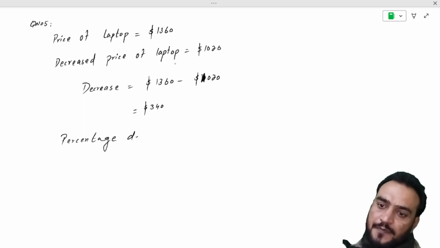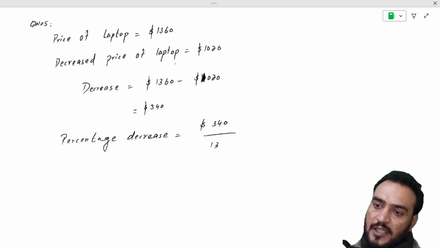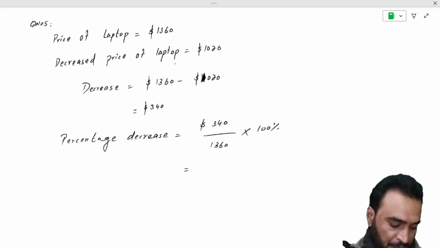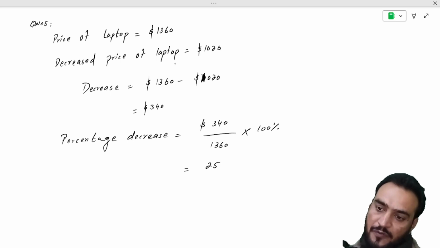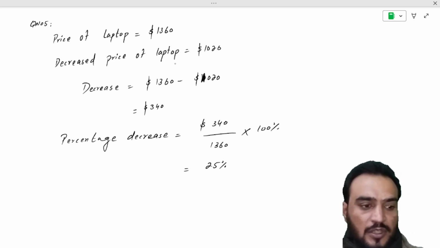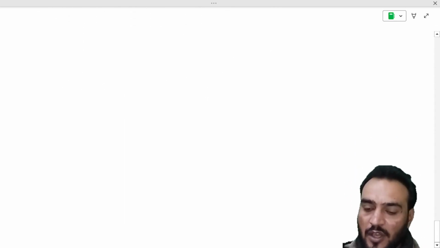Percentage decrease is equal to decrease over original, that is 1360, times 100%. So multiplying 340 by 100 and dividing by 1360 we get 25%. So there was a 25% decrease in the value of a laptop. So this was the question number 5. Now let us solve the question number 6.